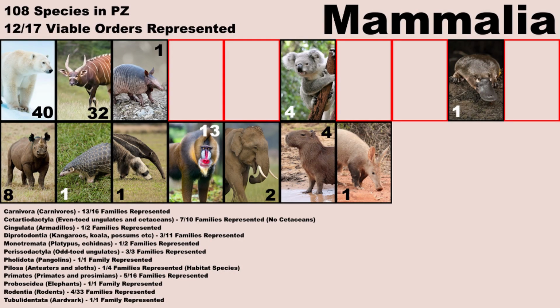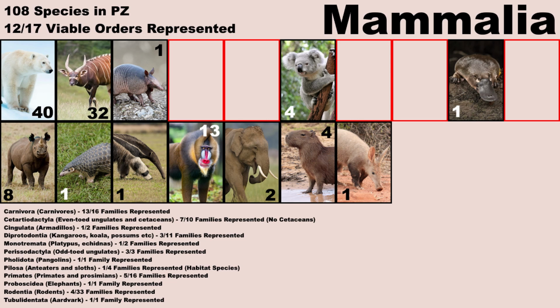So mammals, the biggest group in Planet Zoo. So we have 108 species in Planet Zoo, mammalian species in habitats. And from what I could work out, we have 12 out of 17 viable orders represented. So we'll go through pretty quickly. So we've got the carnivores, 40 carnivores, very large amount of carnivores, 13 out of 16 represented. I probably won't actually read through all of these, but if you want to go through the stats at the bottom, maybe you could just pause the video, because it's going to take ages for me to just read everything, and it's probably a bit boring.